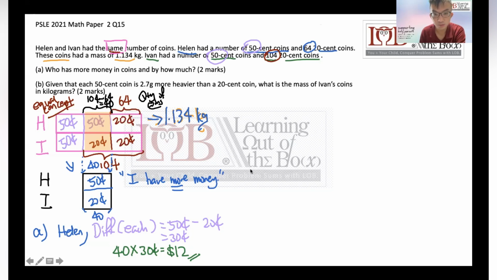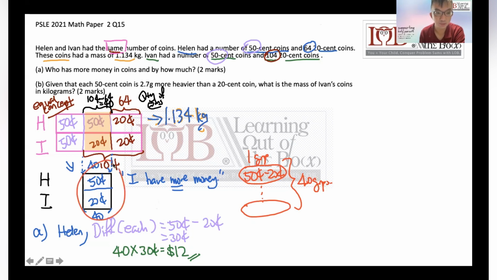Yeah, so this is like grouping. One group, you have one 50 cent coin minus away one 20 cent coin. This is one group. And then you have no idea how many groups are there. But in this case, yes. So total will be 40 groups. Yeah, 40 groups. Okay. So it's like mini grouping in this part.